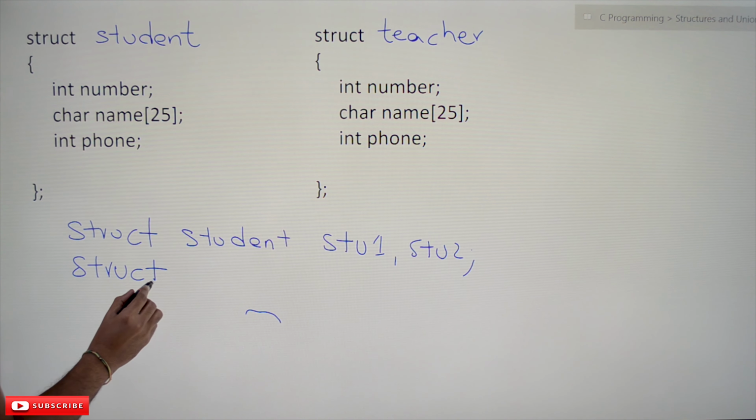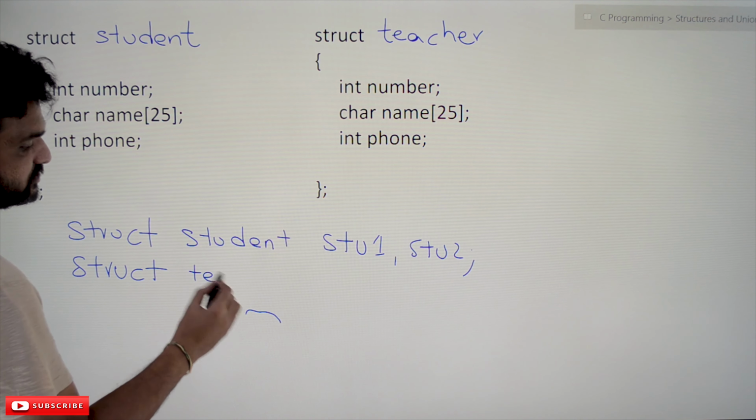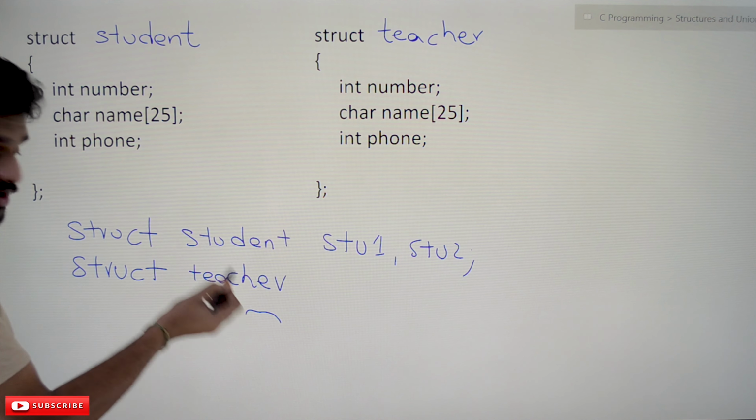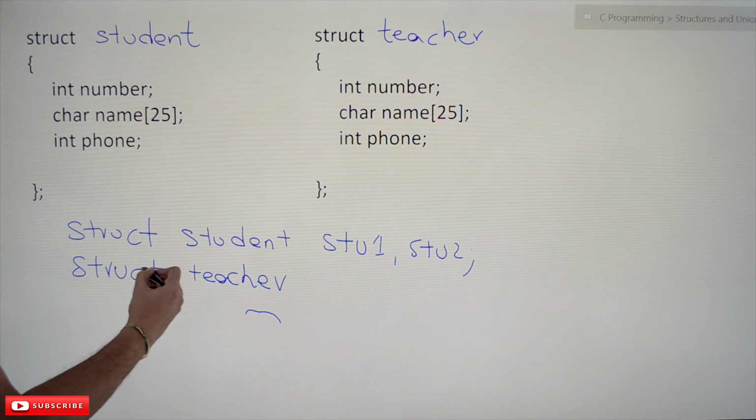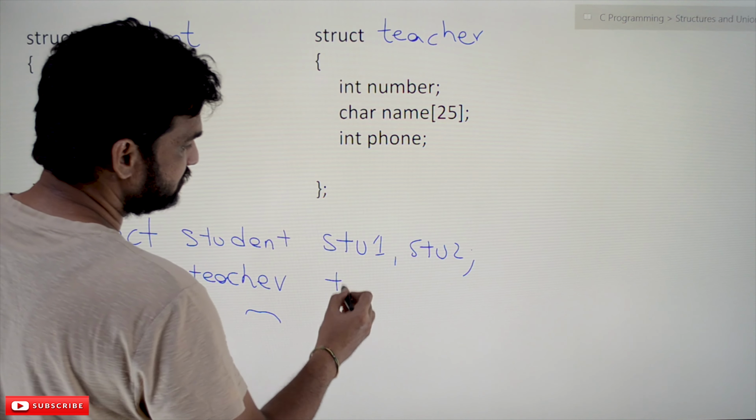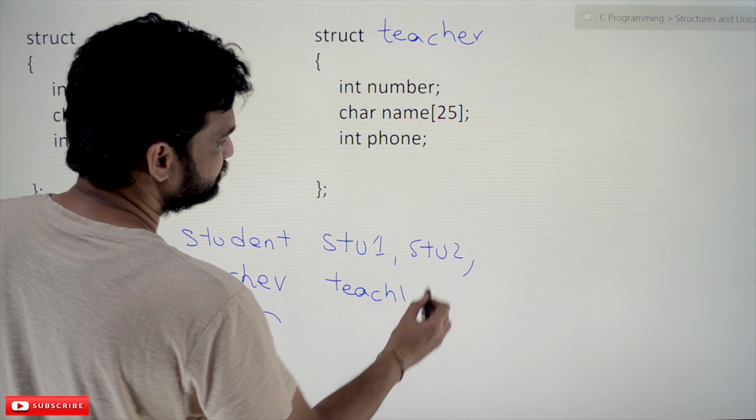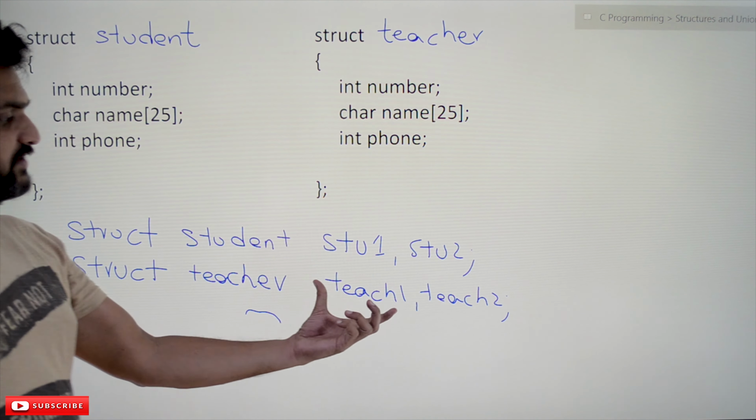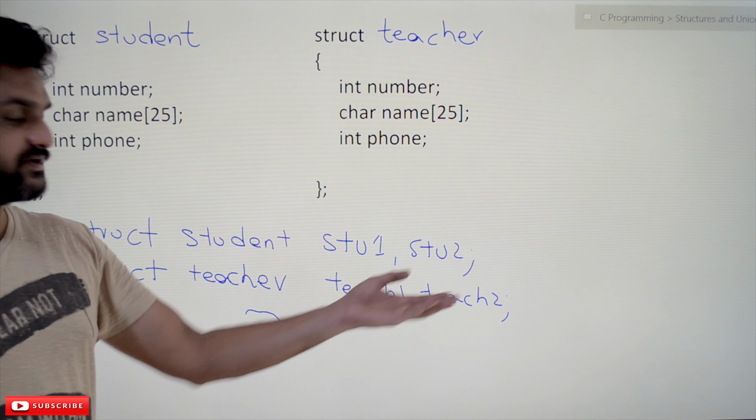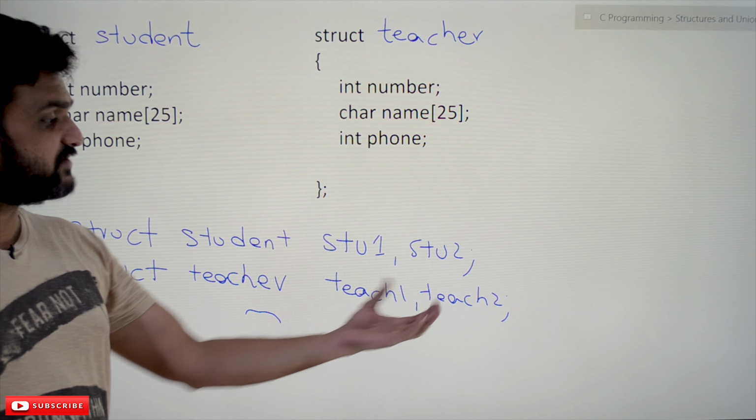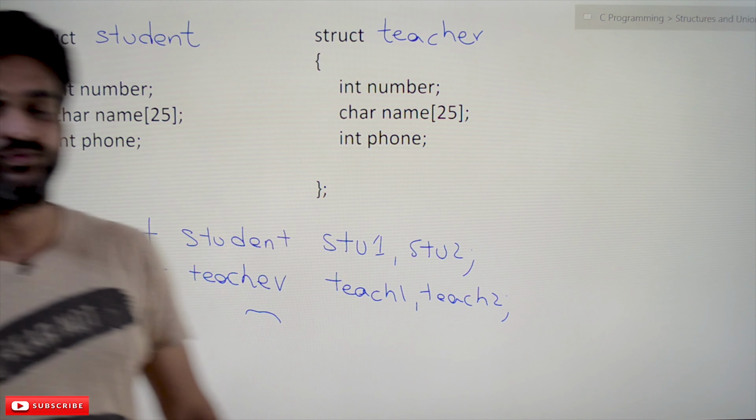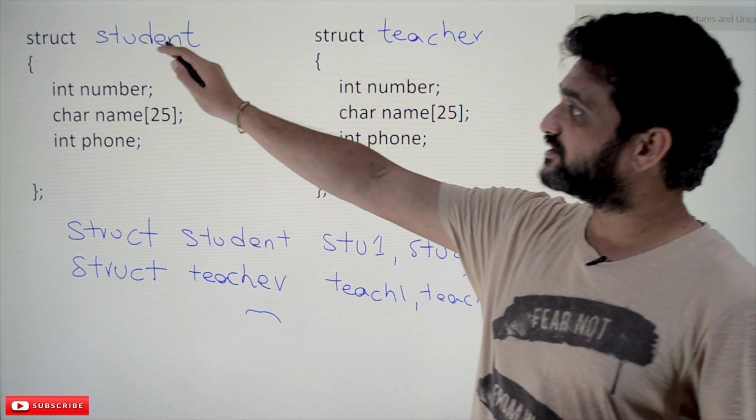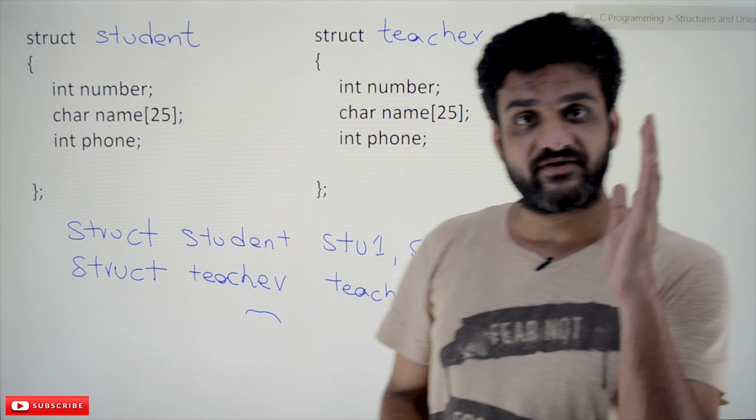In the same way, if you want to create the variables for this structure type, it is struct, and the use of this struct is very important, followed by teacher. It states that teacher is the name, the tag, of a structure, and the variables for the teacher are teach1, teach2. The names can be anything, such as X, Y or Z. For better understanding, we have given teach1 and teach2, stu1 and stu2. So this is the use of the structure tag to uniquely identify each and every structure.